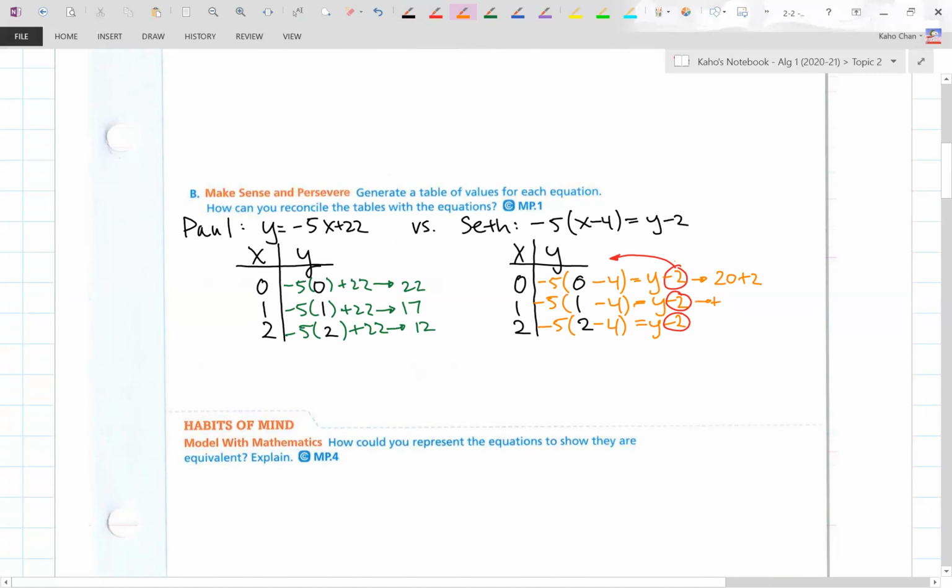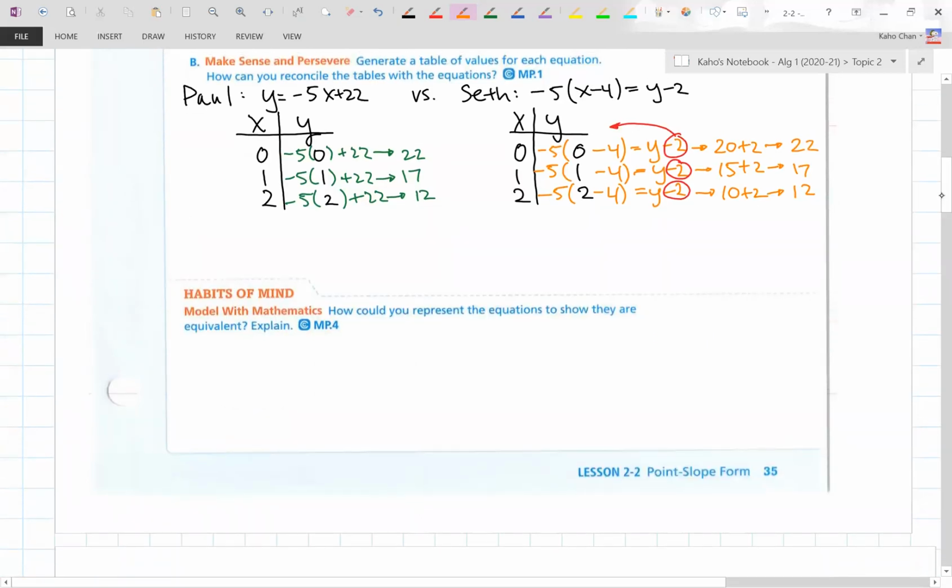+15, I'll do that in my head, plus 2, and +10 plus 2. After I move that -2 to the other side, oh look, we get the same answers. Very cool. All right, how could you represent the equations to show they are equivalent?